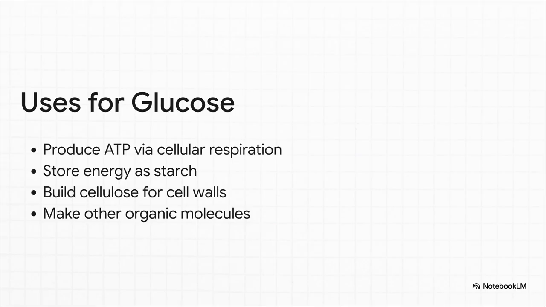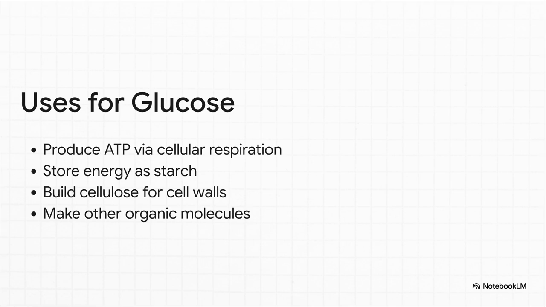Once the cycle successfully builds glucose, what do plants actually do with it? Well, glucose is incredibly versatile. Plants use it to produce ATP for themselves through cellular respiration. They store that energy as starch for later. They use it to build cellulose for their cell walls, and they make other carbohydrates and organic molecules out of it. Ultimately, photosynthesis is producing glucose to provide both the energy and the raw building materials needed for the plant to grow and survive.